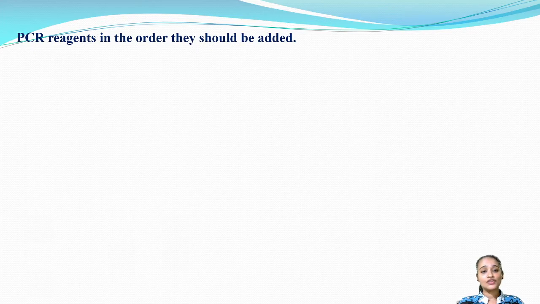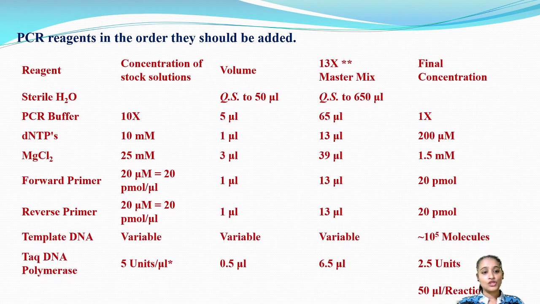So PCR reagents in the order they should be added. So these are the reagents like sterile water, PCR buffer, dNTPs, MgCl2, your forward and reverse primer, your template DNA and Taq DNA polymerase. So first you need to add your buffer, then dNTP.